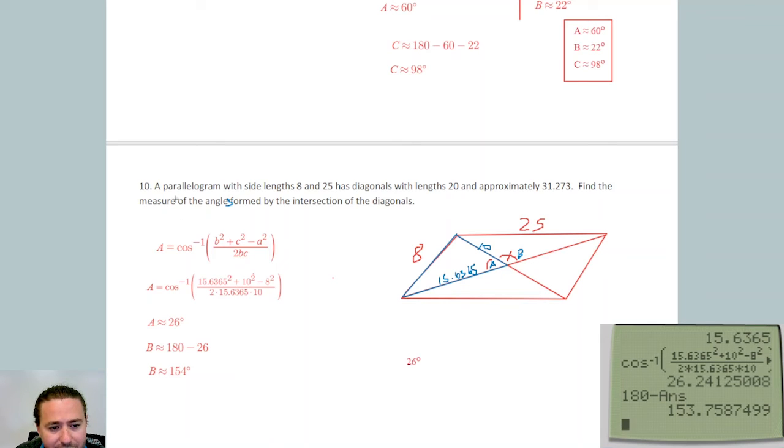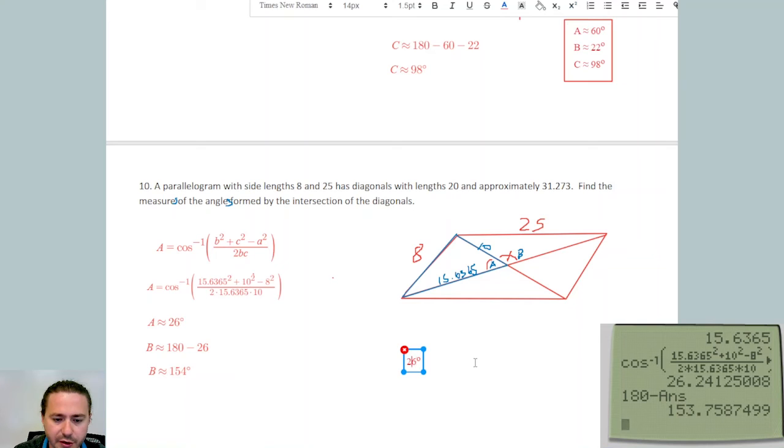Grammatically, does this need to be an S? The measures of the angles? Probably. But anyway, I'm just going to report both of them back. Hopefully on the assessments, I'll be a little clearer.